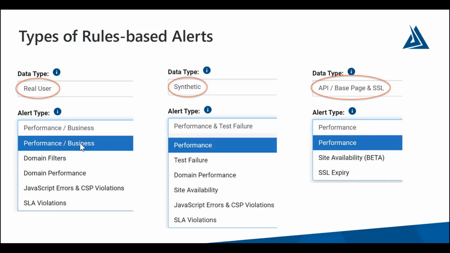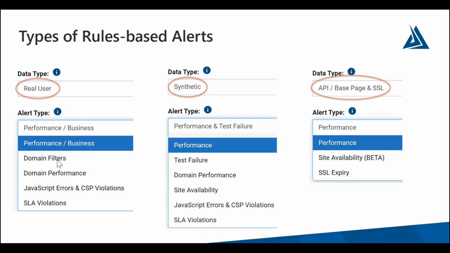So I think performance and business are pretty straightforward. What you're going to do is choose that, and then you can alert on any sort of metric, whether it's a performance metric or a business metric. For example, time to interactive, or maybe you're alerting on conversion rate or revenue or page views or something like that. That's what you would choose there.